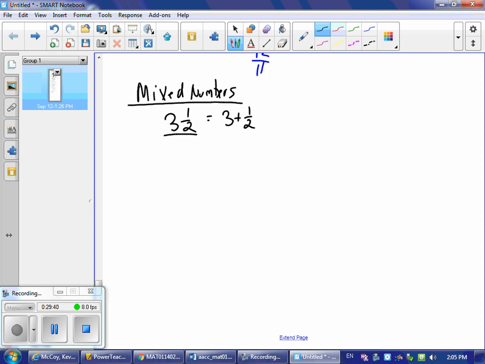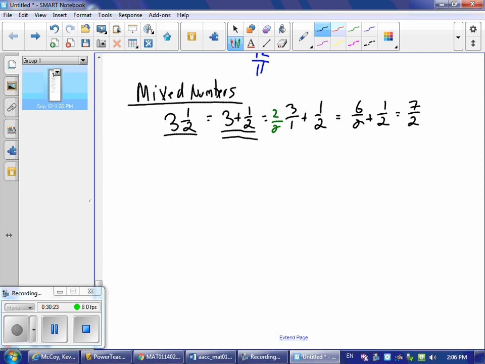In order to change a mixed number into an improper fraction, because we'll need to know how to do that. So if we think about it as 3 plus a half, we can write it as 3 over 1 plus 1 half. Now we can get a common denominator by multiplying the 3 over 1 on the left by 2 over 2. And what we're going to get is 6 halves plus 1 half. Now it's a common denominator. So if I have 6 halves plus 1 half, I'm going to end up with 7 halves.